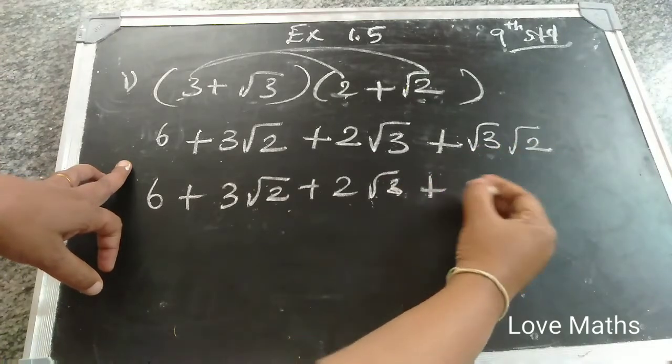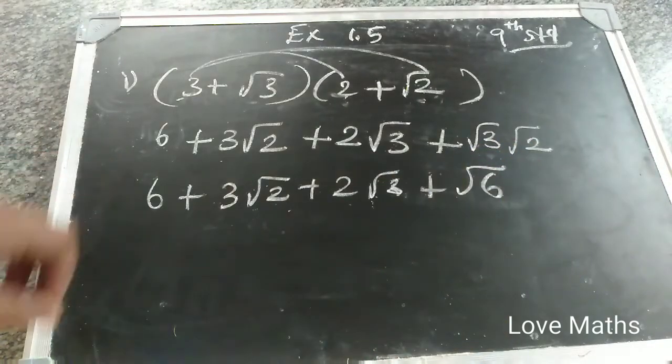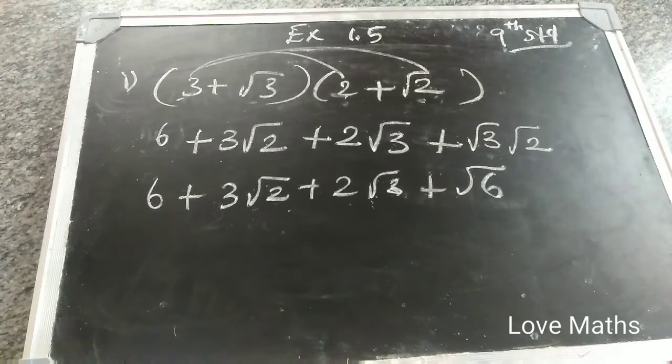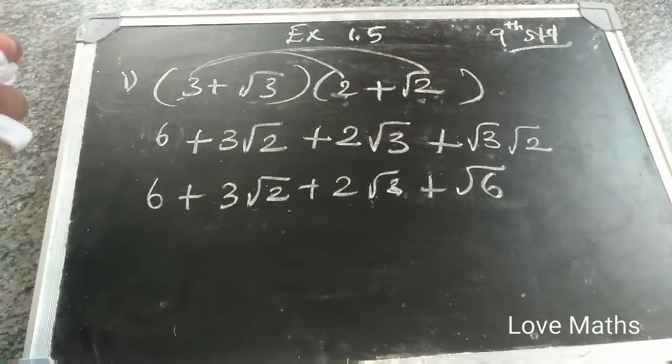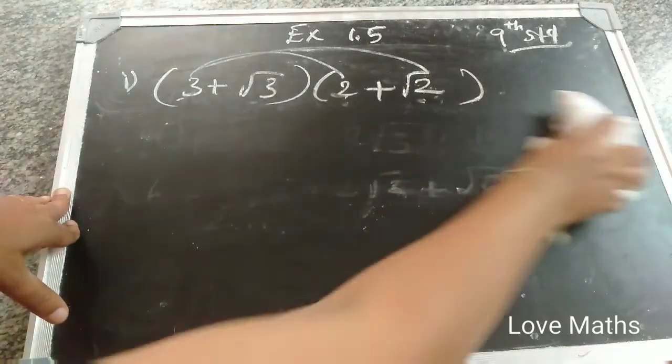Root 3 into root 2 is root 6. So root A into root B is root AB, we can tell that. So root 6. This will be the final answer.